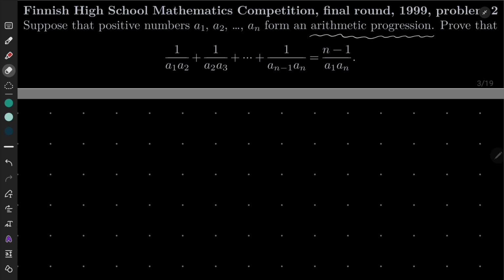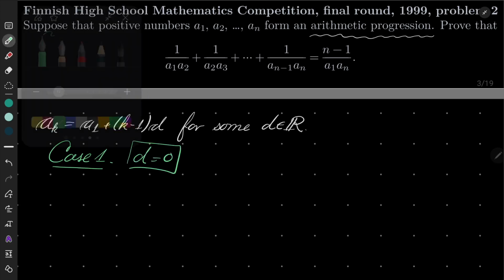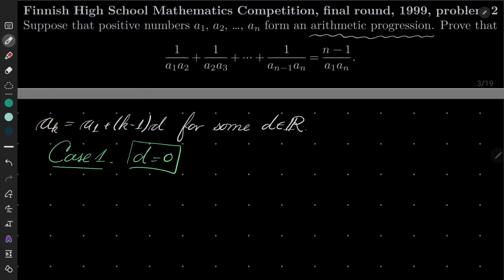Okay, so my solution. Since our progression is arithmetic, we know that ak equals a1 plus k minus 1 times d for some real number d. Now I will consider separately two cases. Why? You will see in a moment. Case number one: d equals 0, so when our sequence is constant.